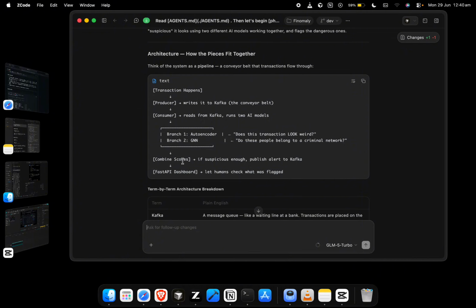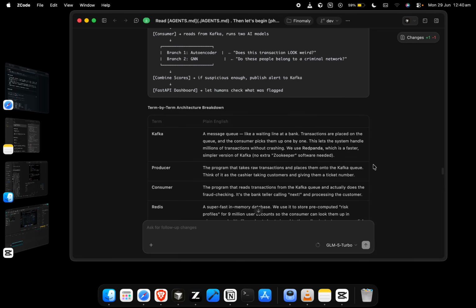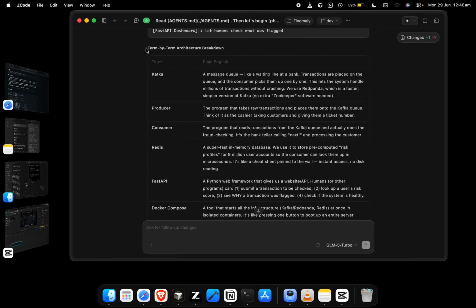Then it combines the scores. If suspicious enough, it publishes the alert to Kafka. Then from our FastAPI dashboard, we can let humans check what was flagged. So this is a term-by-term architecture breakdown. Kafka, as I said before, is a message queue, like waiting in line at a bank. Transactions are placed on the queue and the consumer picks them up one by one. This lets the system handle millions of transactions without crashing.